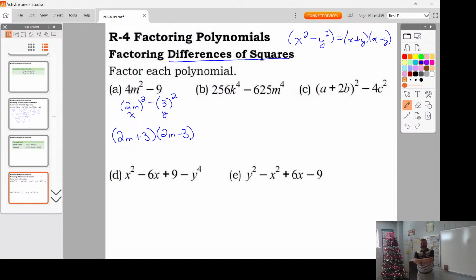Do y'all write it down as the perfect squares or no? Does anybody write all this down or no? Anybody?